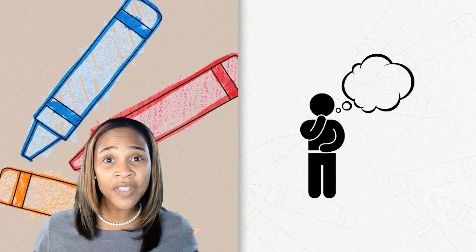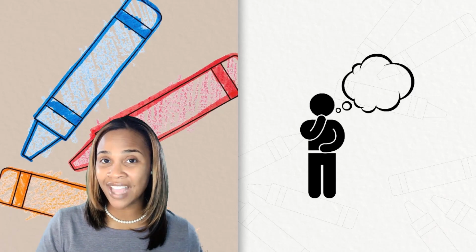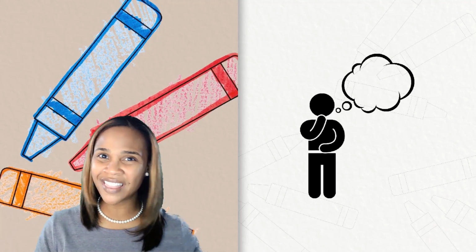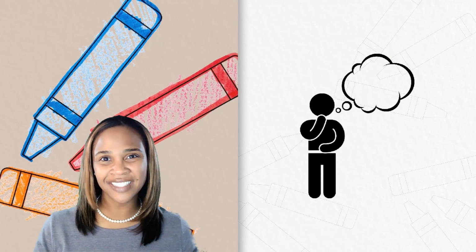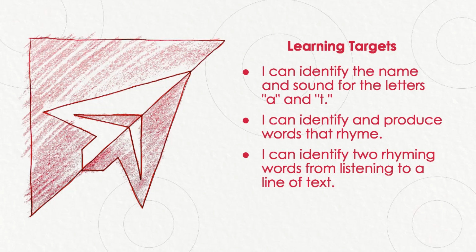Materials. So for the materials in our lesson today, the only thing you need is your thinking cap. So we're all set. We have 3 learning targets for our lesson today. Our first target says, I can identify the name and sound for the letters A and T. I can identify and produce words that rhyme. And our last target, I can identify 2 rhyming words from listening to a line of text. 3 targets for our lesson today.